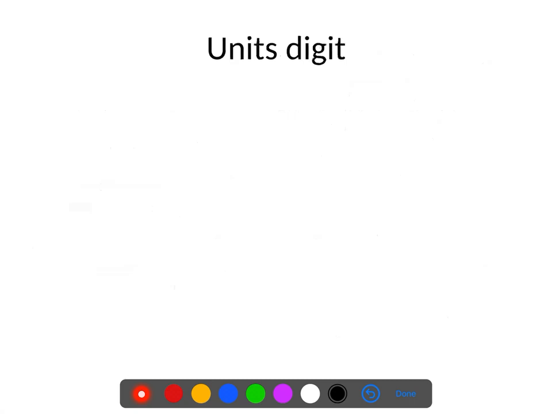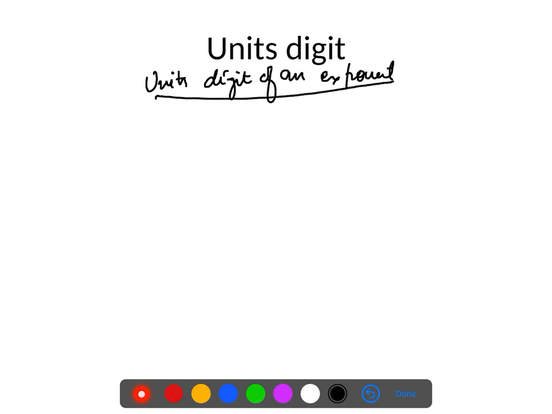Okay, next is units digit. When we say units digit, we are talking about units digit of an exponent. For example, 12 raised to power 85, what will be the units digit of this number? If we expand it and finally put it into a number, what will be the units digit? Let's see the concept behind it, because 12 raised to power 85, definitely we are not going to solve it.